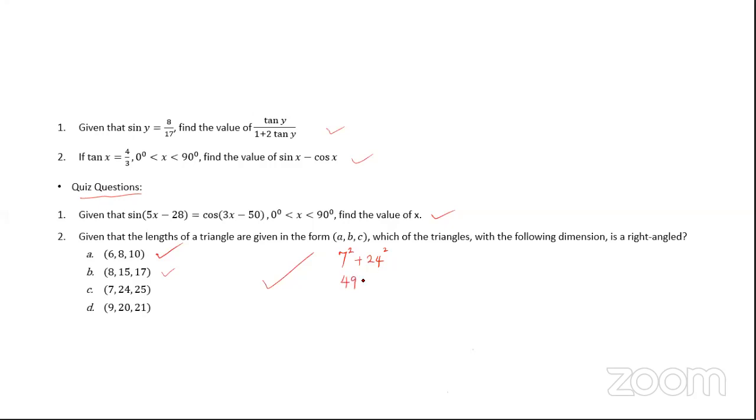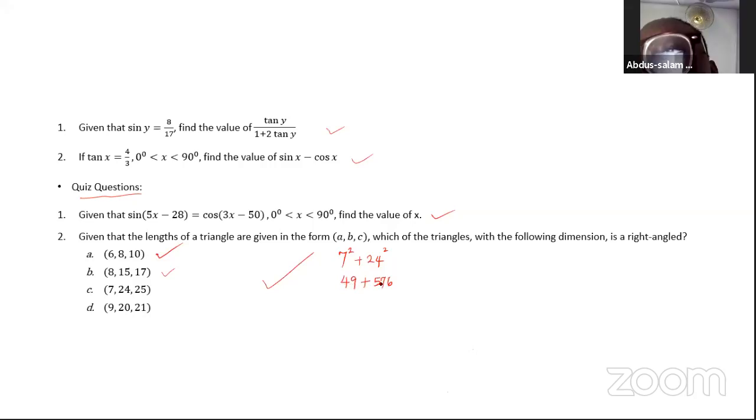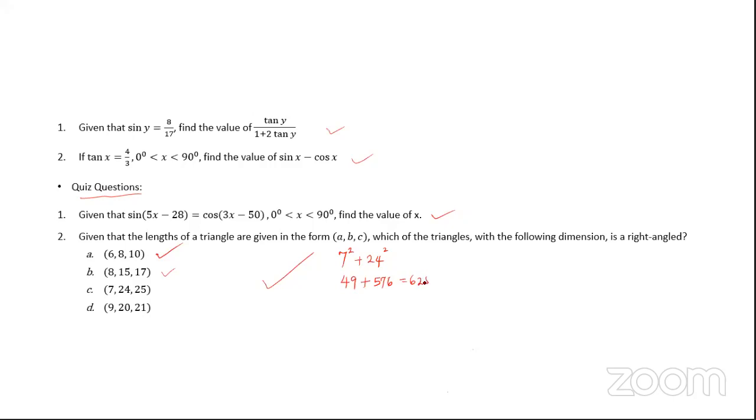Okay, 49. What is 24 squared? 576. Let's confirm. Yes, this one is 576. So when you add 49 and 576, that is 625, which is 25 squared. So C is a right angle triangle.